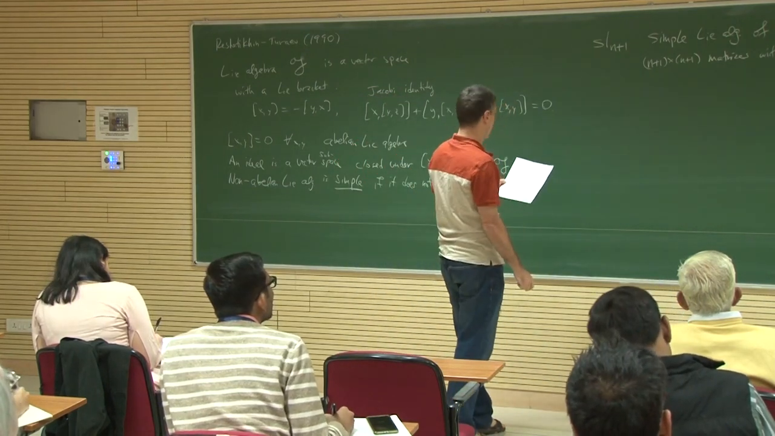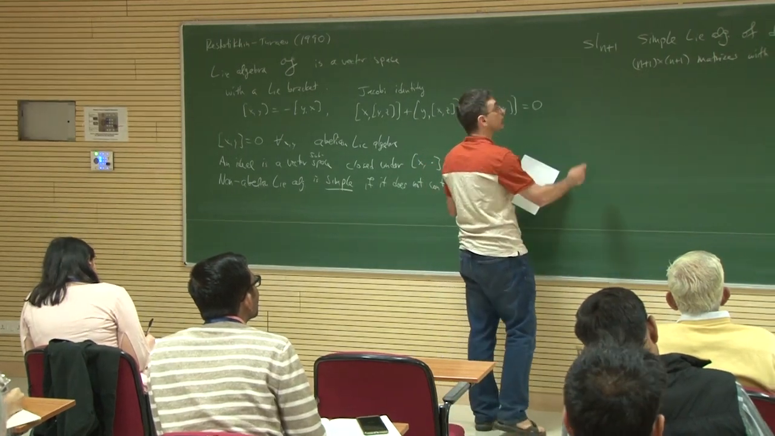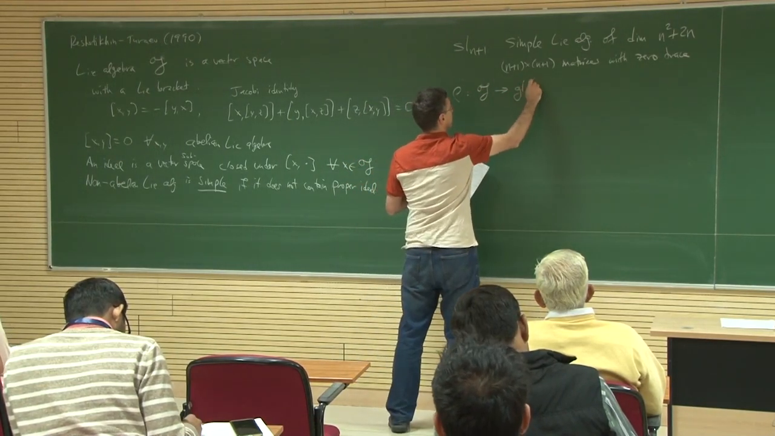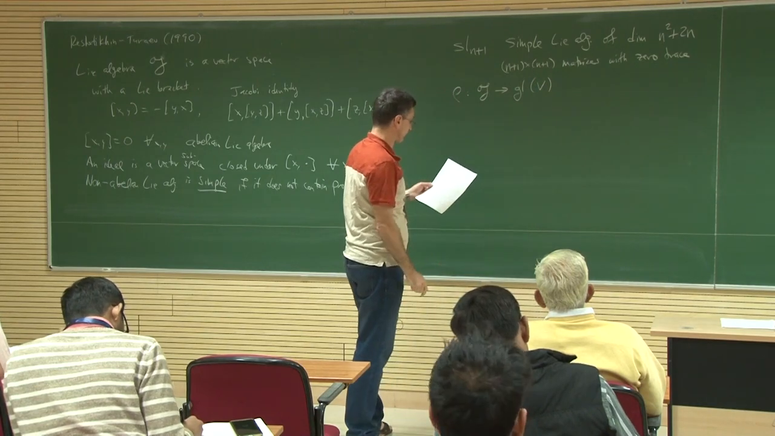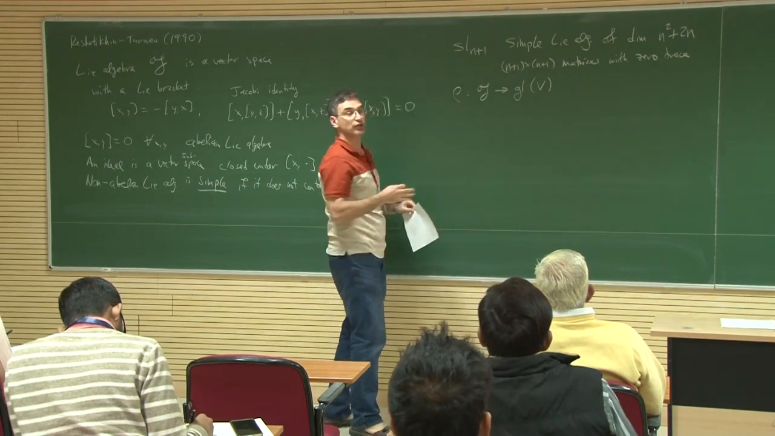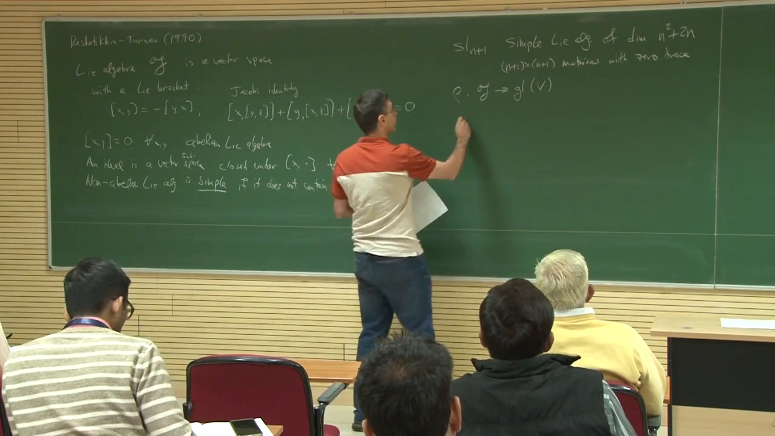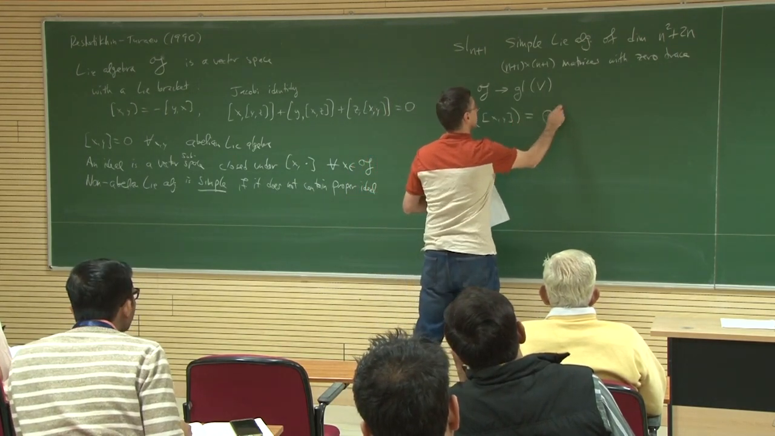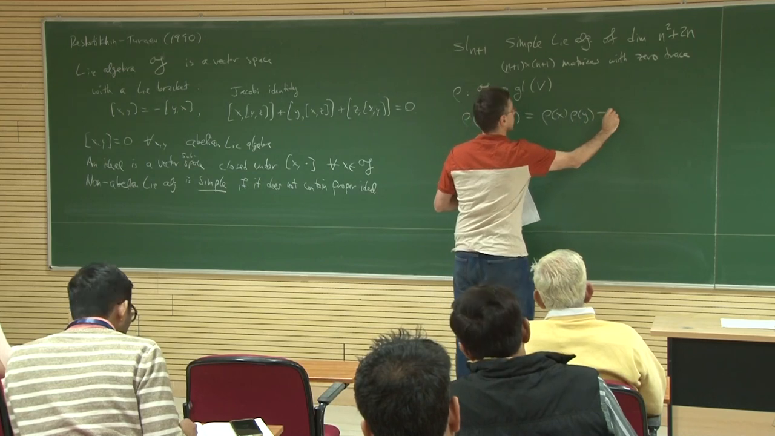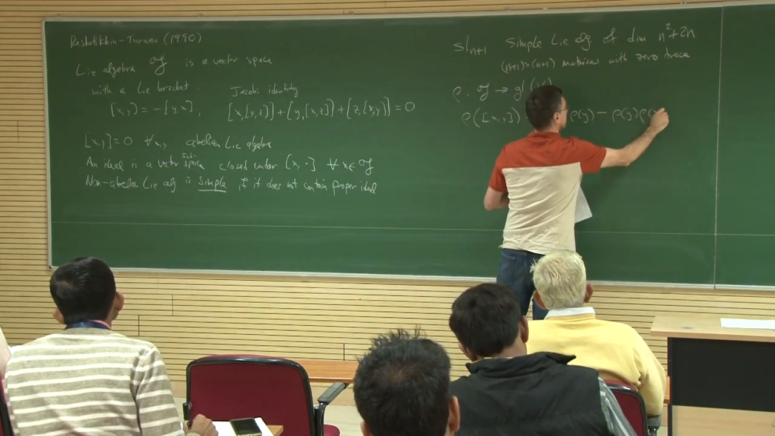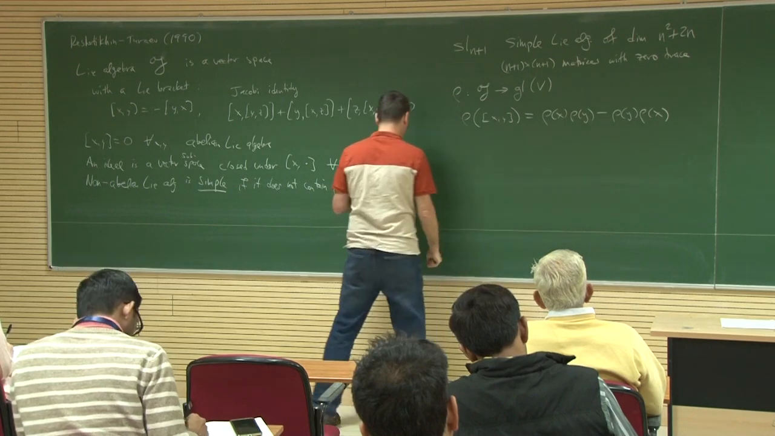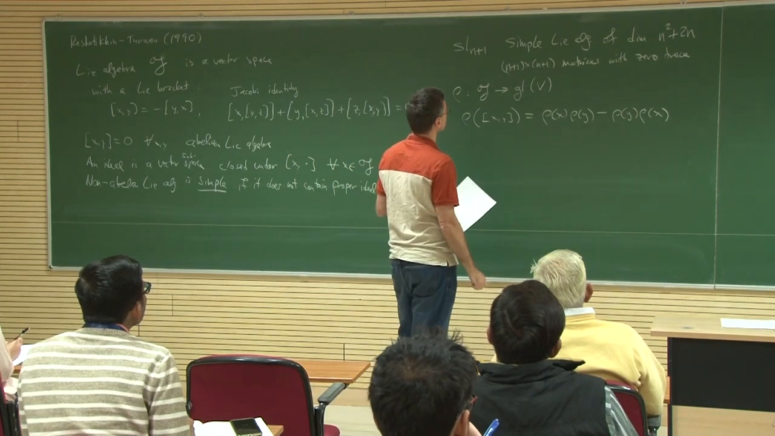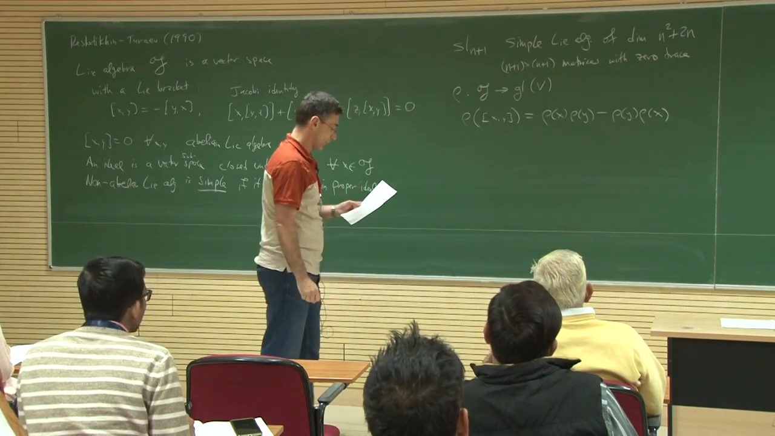So let me say a couple of words about representations. A representation of a Lie algebra, rho, is into the endomorphisms of a vector space V, such that the representation respects the Lie algebra structure. So what you want is rho of the bracket [x,y] to be rho x rho y minus rho y rho x. Yes, it's small gl of V.